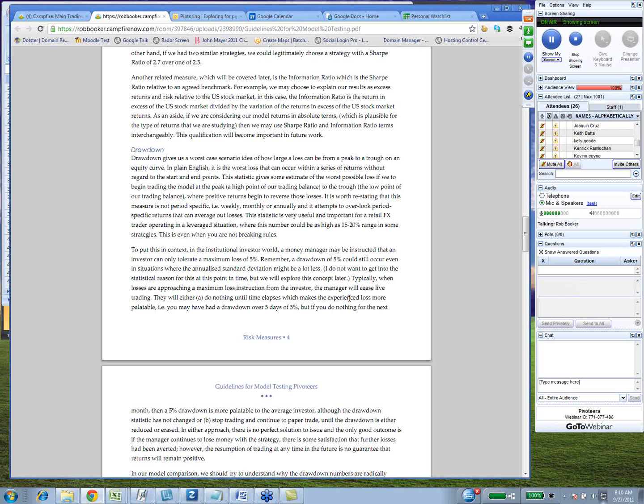The statistic is very useful and important for a retail FX trader operating in a leveraged situation, where this number could be as high as 15% to 20% in some strategies. This is even when you're not breaking rules. I think that ought to be bolded. That sentence ought to be in bold, Kenrick.